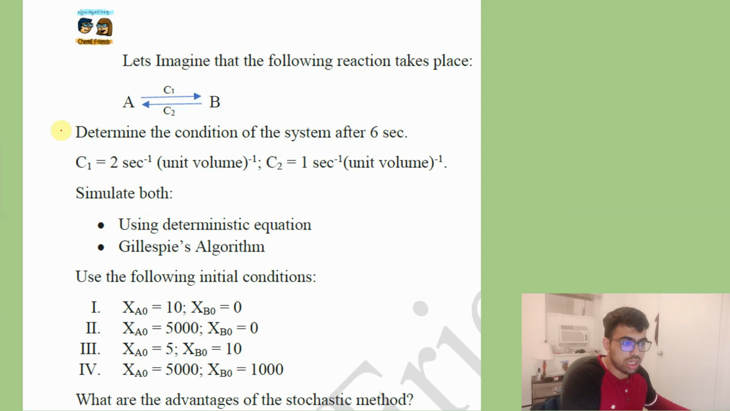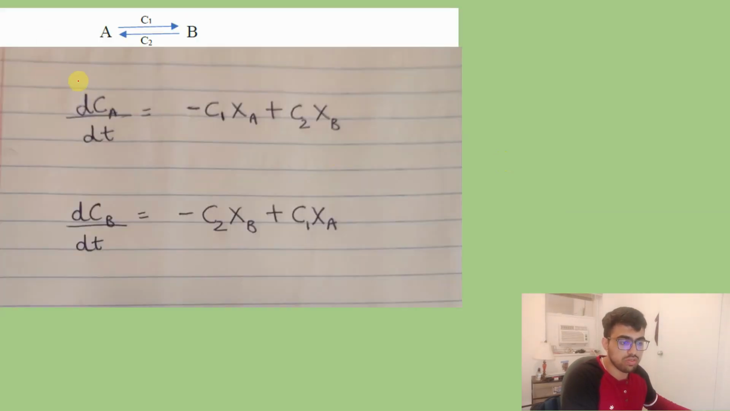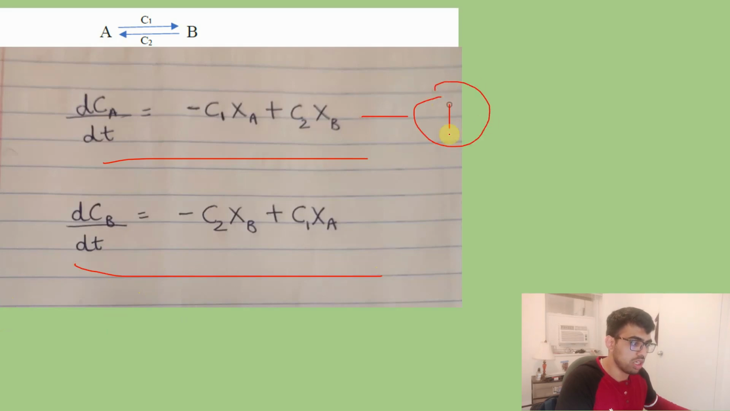When we look at this particular equation, we can write down the deterministic formulation, which is dCA by dt equals this, where xa represents the number of xa molecules and xb represents the number of xb molecules, right? And dCB by dt is given by this equation. Let's call them equation number 1 and equation number 2. All right, so let's move on to the MATLAB environment.